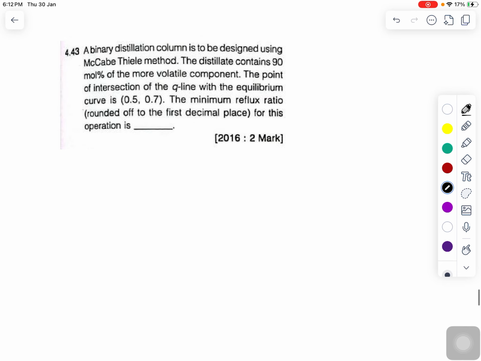The question says that a binary distillation column is to be designed using the McCabe method. The distillate contains 90 mole percent of the more volatile component. Let's write down the data given in the problem: 0.90, and the point of intersection of the Q line with the equilibrium curve.